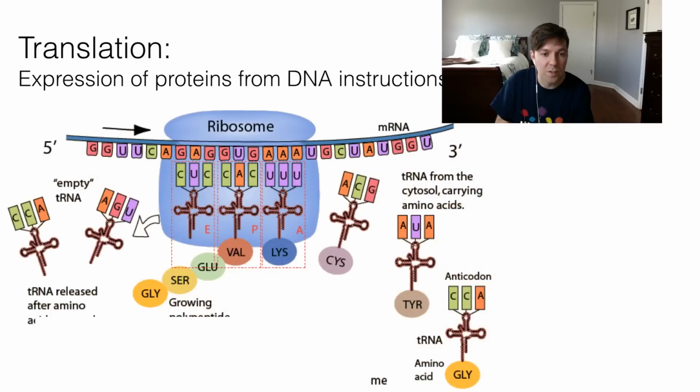Okay, we're going to zoom in on translation. So mRNA is that single-stranded piece of RNA that carries the message from the DNA to the ribosome. Okay, mRNA is made out of RNA. Ribosomes are made out of RNA and proteins. And tRNA, transfer RNA, is also made out of RNA. So all three of the things in this picture are made out of the same material.